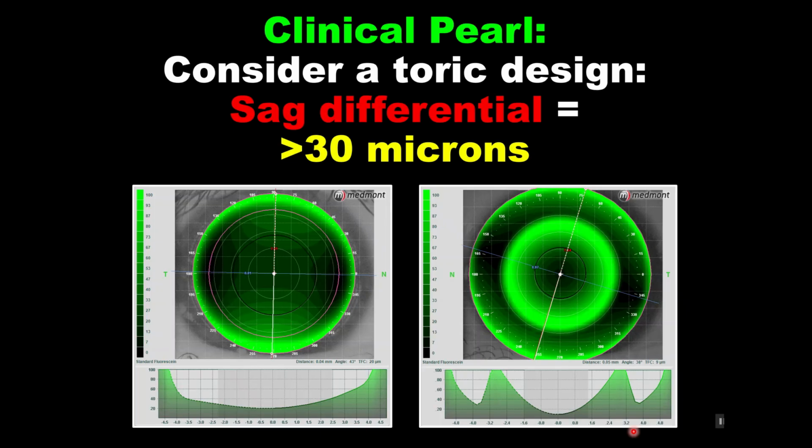Keep in mind that 30 micron differential. When you have 30 microns or greater, think about using a toric rigid contact lens. And in this case, in orthokeratology, we're thinking a toric for the limbus to limbus patient with that 42 microns of differential.